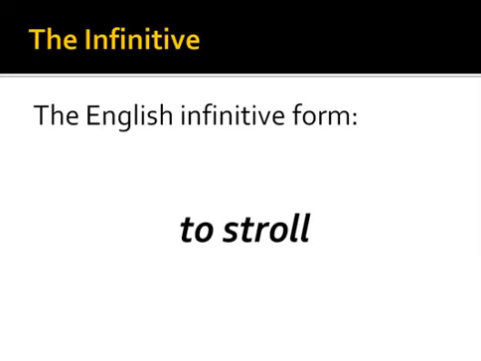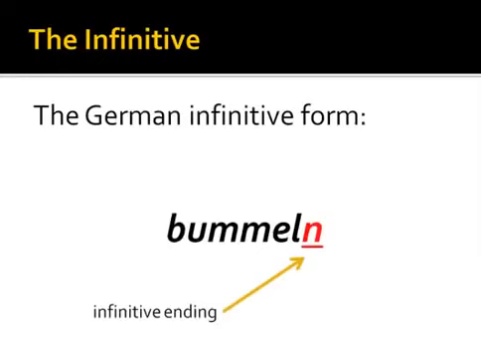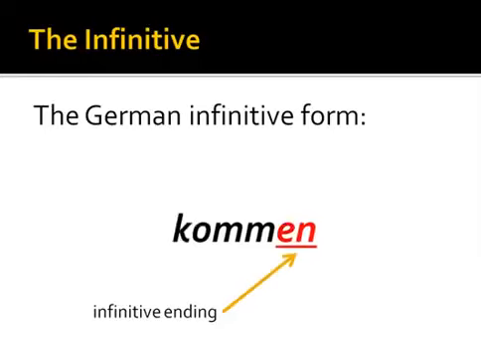Now, German has that same concept. German also has an infinitive form. Let's look at the same verb, to stroll, but in German. That would be bummeln. Now, you'll notice, first thing off, that there is no to. German doesn't require two components to make an infinitive form. Instead, what German has is what it calls an infinitive ending on the verb. Here, you'll see it's underlined in red. It's an n. Now, let's take a look at another verb, kommen, which means to come in German. Now, the infinitive ending here is en.